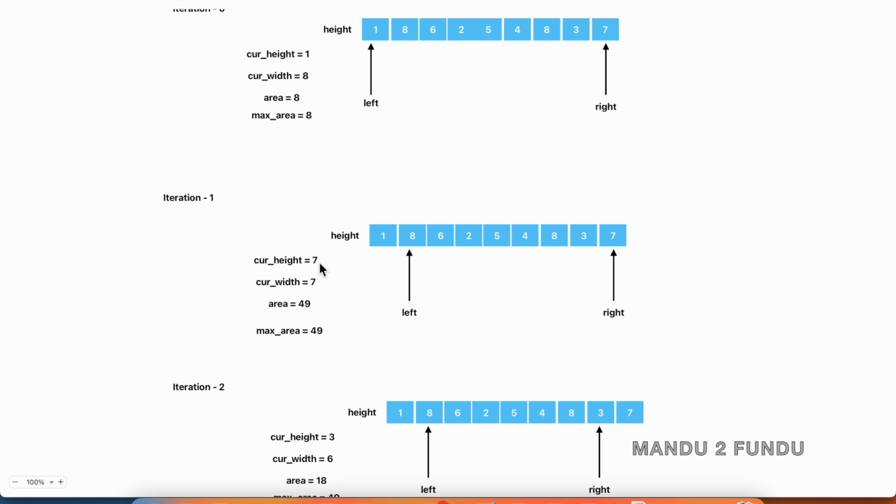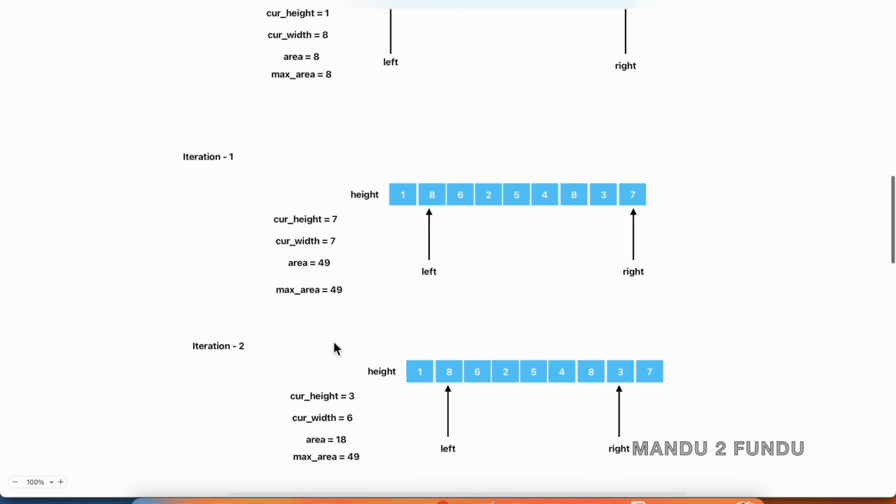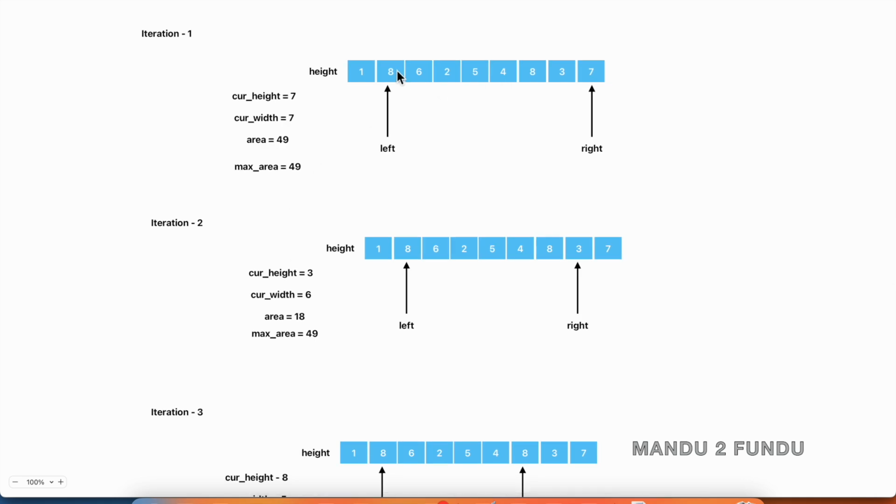we choose the minimum value between those two values, which is 7, and the current width is the difference between 8 and the index 1, which is 7. So the area is 49, and we compare that with the max area. The current area is greater, 49, so we assign that to max area. Next, we compare the height pointed by the left and right pointer. The height pointed by the right is lesser, so we advance the right pointer.